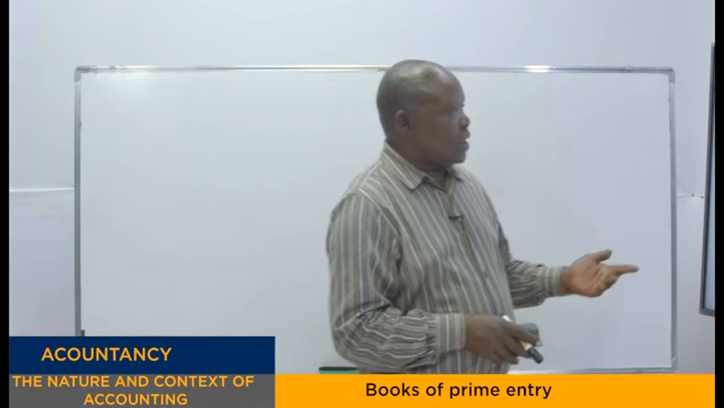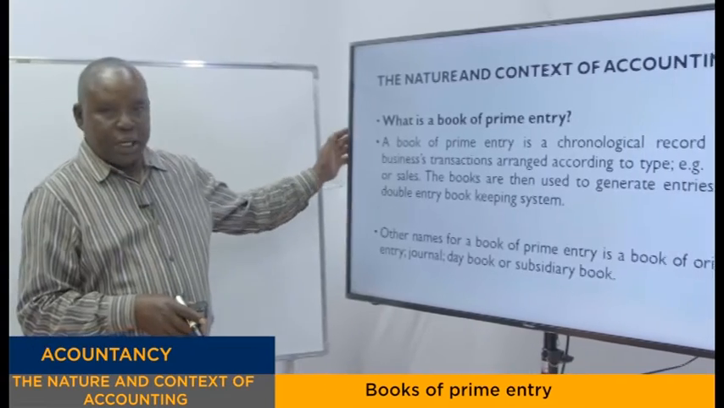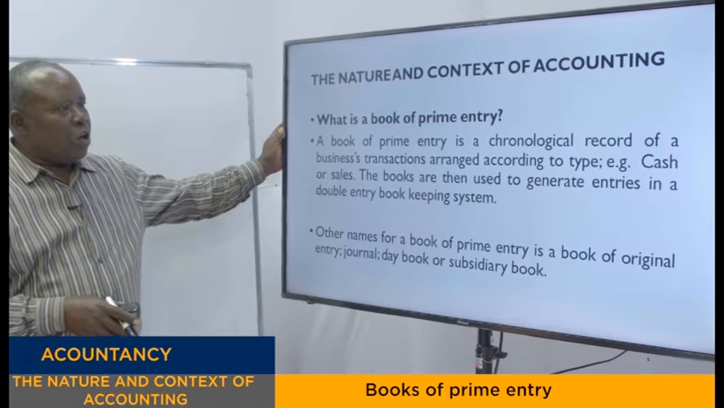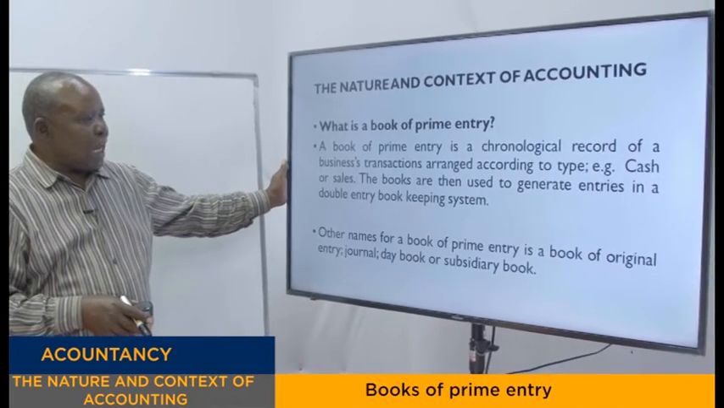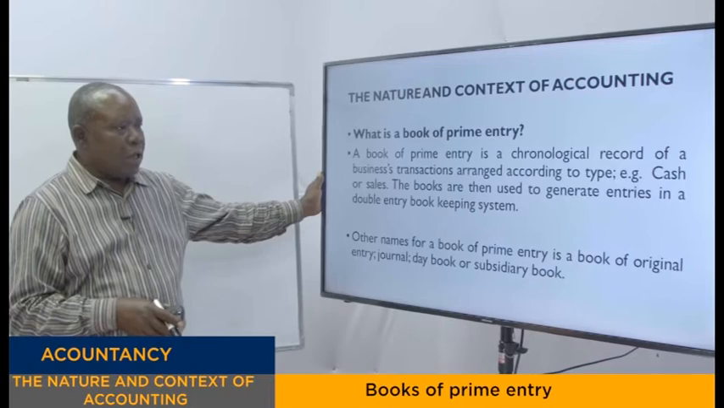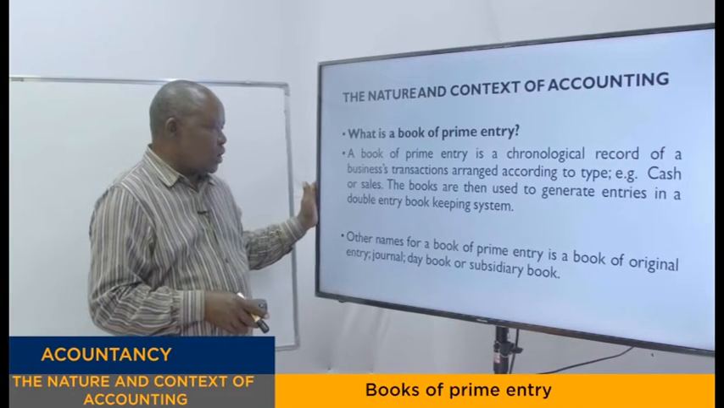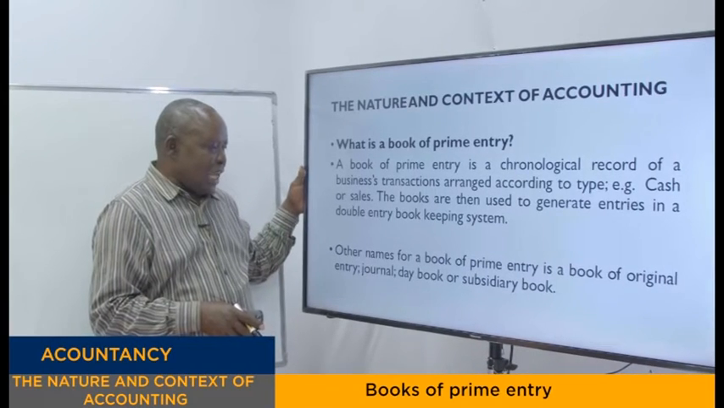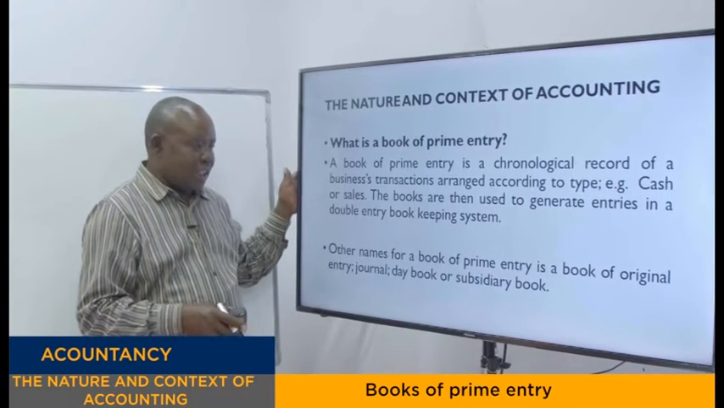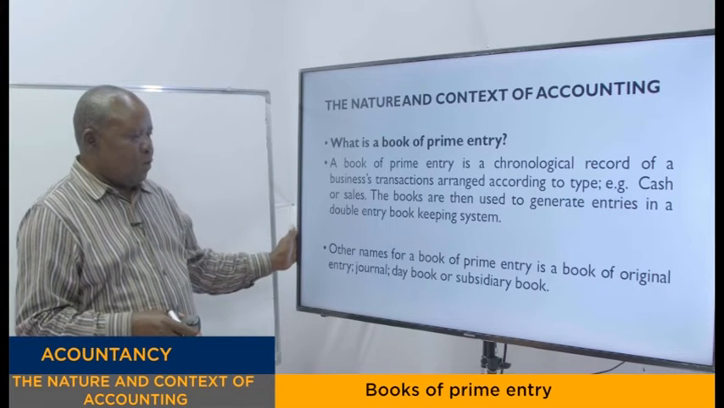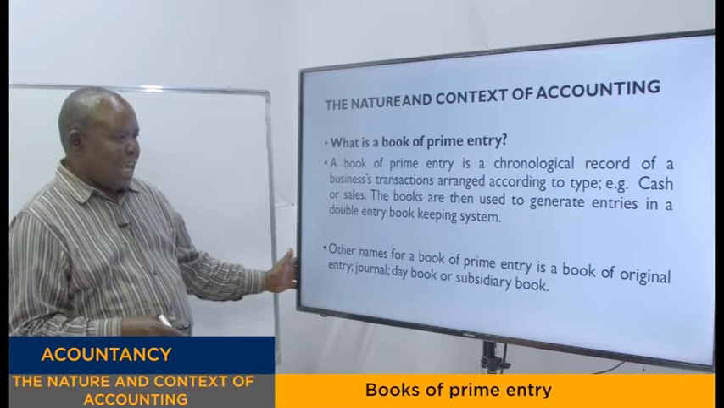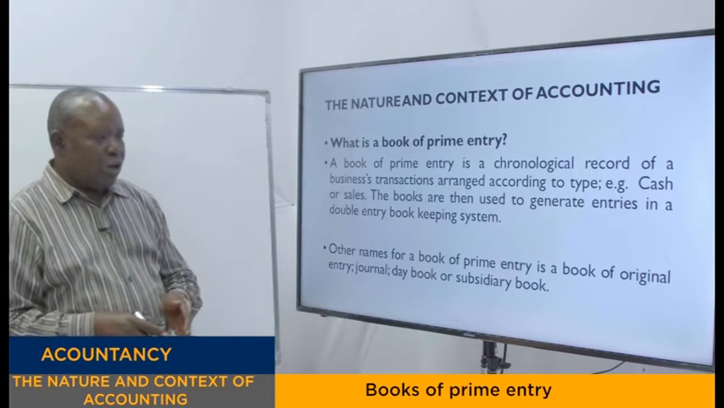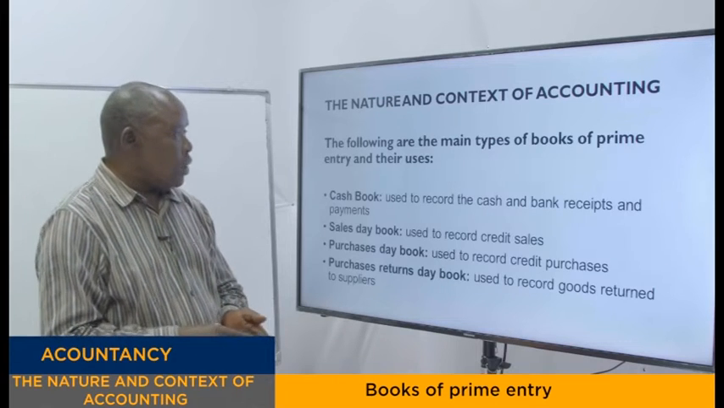Now, what is a book of prime entry? A book of prime entry is a chronological record of business transactions arranged according to type, for example, cash or sales. The books are then used to generate entries in the double entry bookkeeping system. Other names for a book of prime entry are a book of original entry, journal, day book, or subsidiary book.